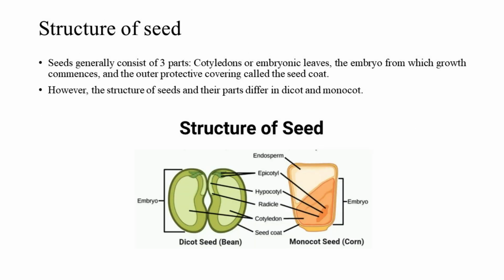Structure of seed. Seeds generally consist of three parts: cotyledons or embryonic leaves, the embryo from which growth commences, and the outer protective covering called the seed coat. However, the structure of seeds and their parts differ in dicot and monocot.